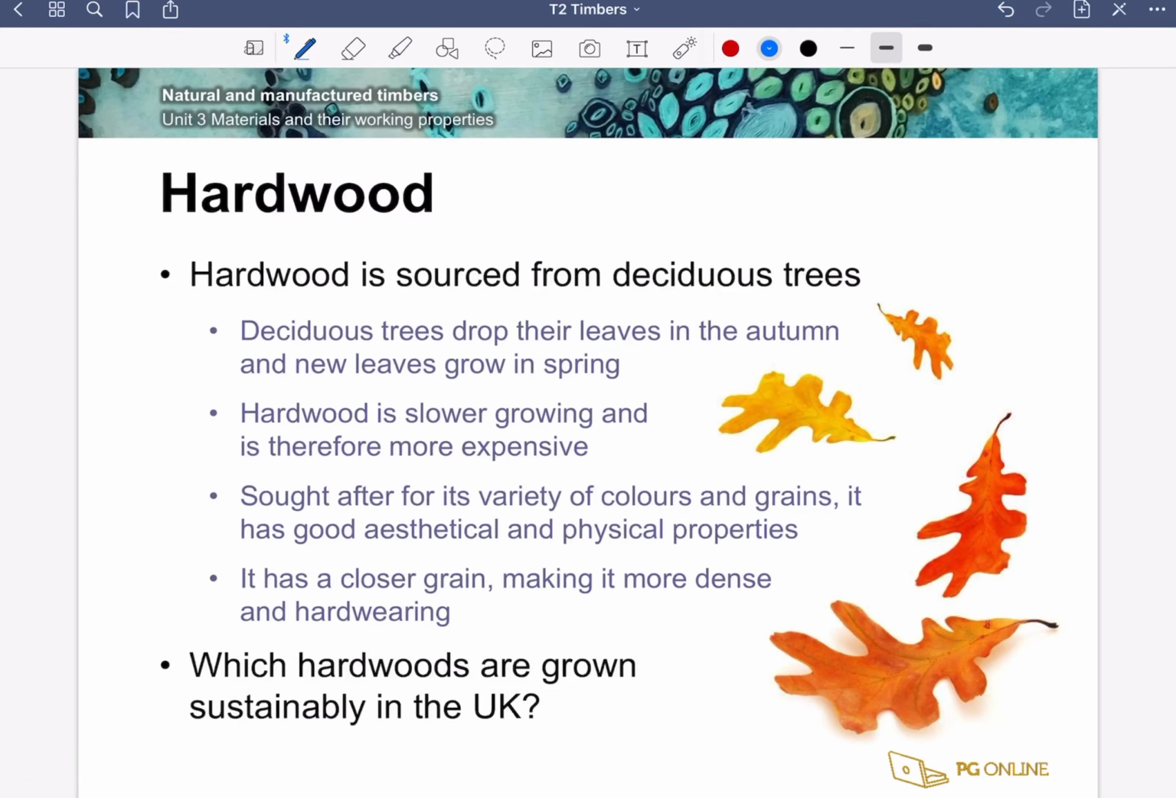Hardwoods, these are sourced from deciduous trees. This means that they are leaf losing. So these are the ones in our autumn terms. They tend to drop their leaves. If you look out the window of the classroom, you'll see that the trees have already started to drop their leaves. Hardwood is slower growing.